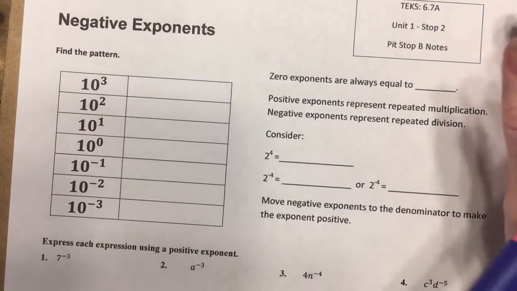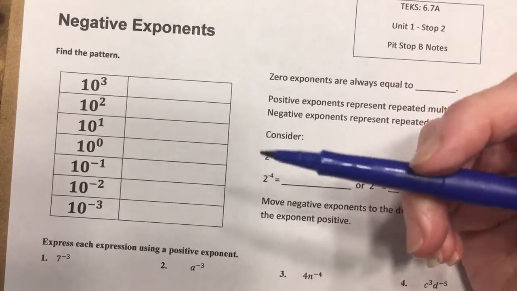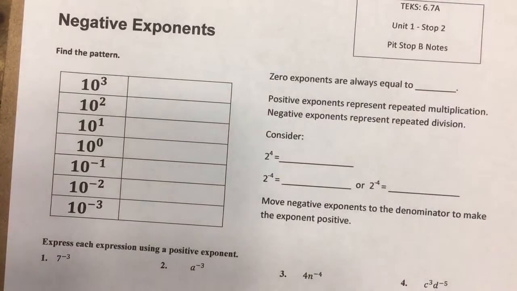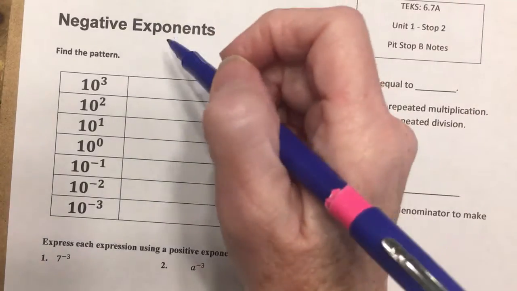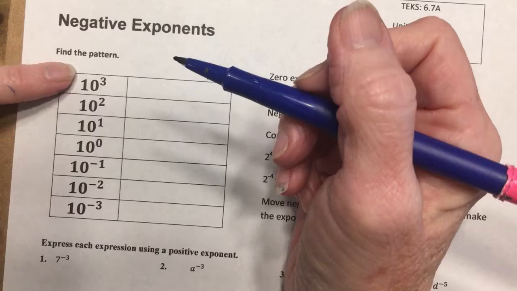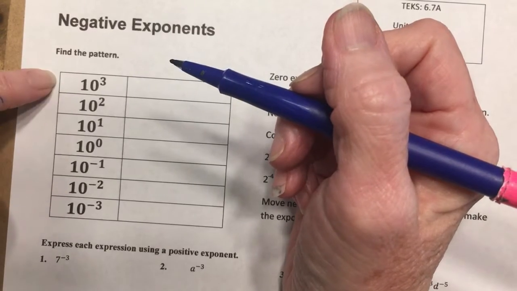Hi there. So in an earlier video, we talked about powers and exponents, but those exponents were always positive. So today we're going to look at what you do when the exponent is negative. We're going to start by seeing if we can find a pattern here.